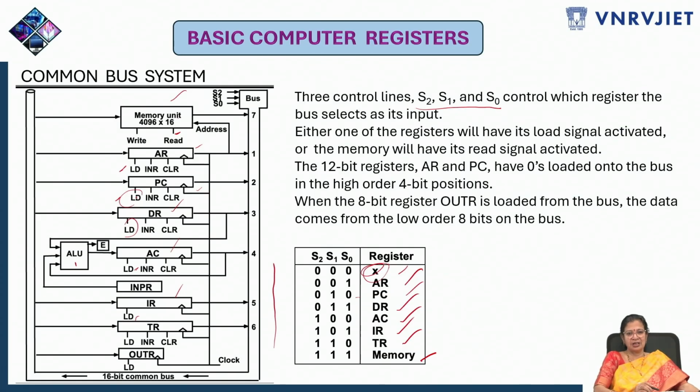In that way the data transfer takes place, making use of a single bus by choosing one out of many registers or the memory through the select lines S0, S1, S2. That will be done by the control unit.